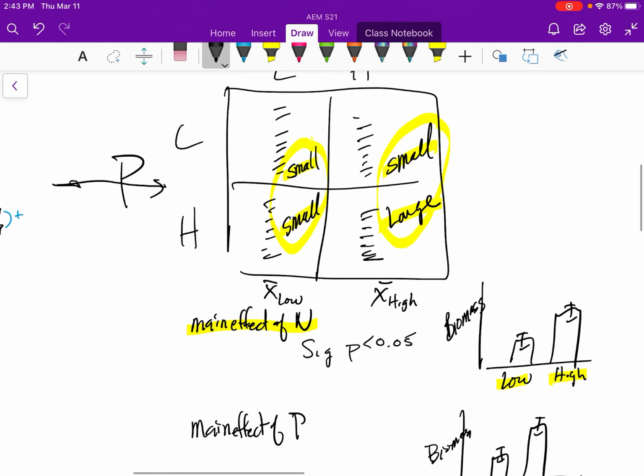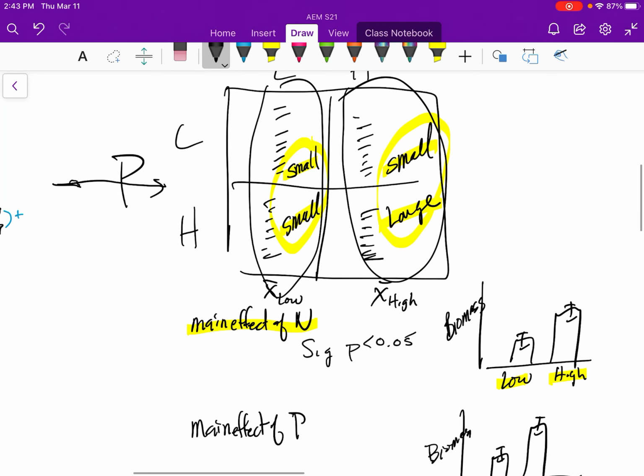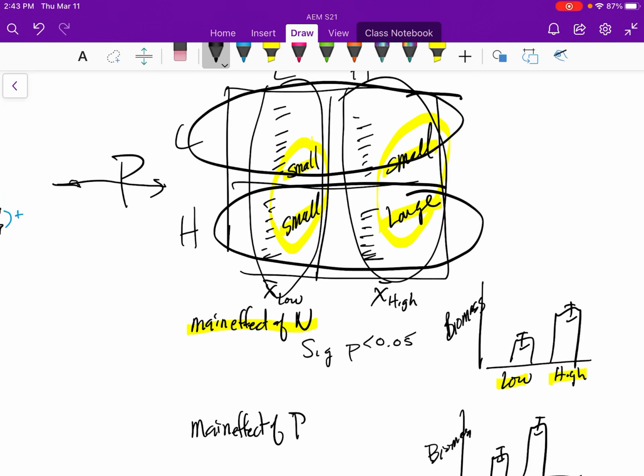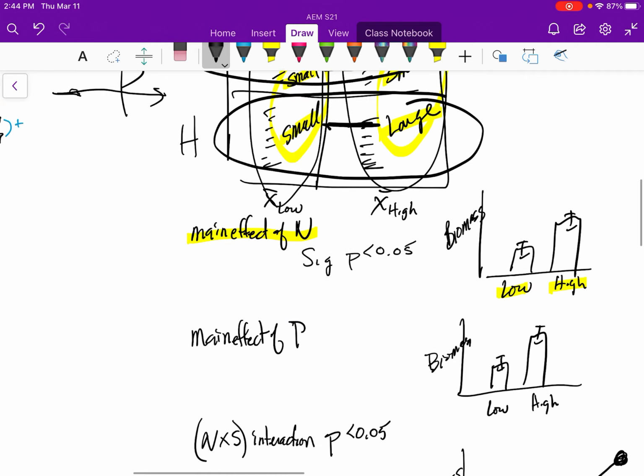Now, if you look at the main effect of phosphorus, you find the same issue. Again, we're pooling across levels of phosphorus for nitrogen's main effect, and we're pooling across levels of nitrogen for phosphorus's main effect. As we compare those two means, we'll of course find that you've got those 2 smalls at the top and a small and a large at the bottom there, which means the high phosphorus is going to show a higher mean.